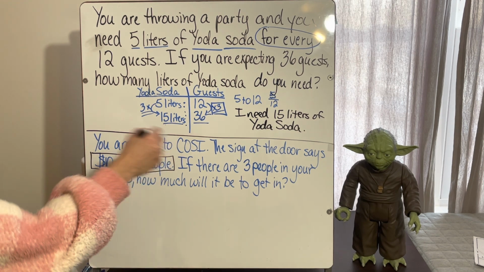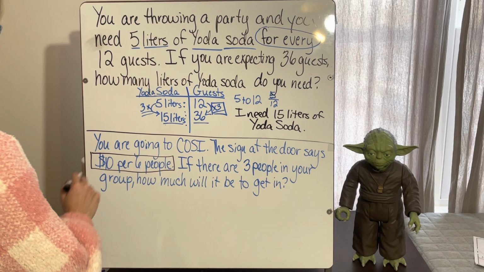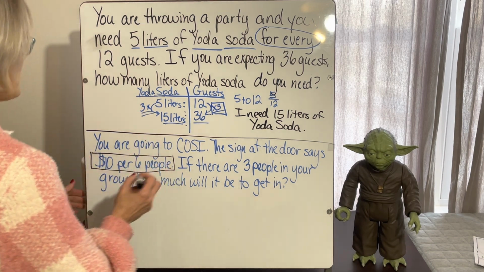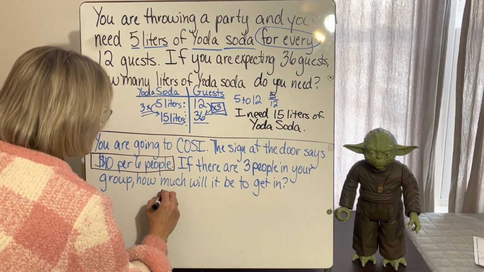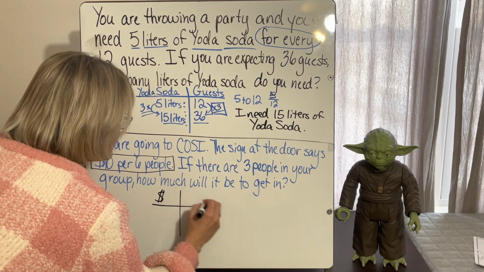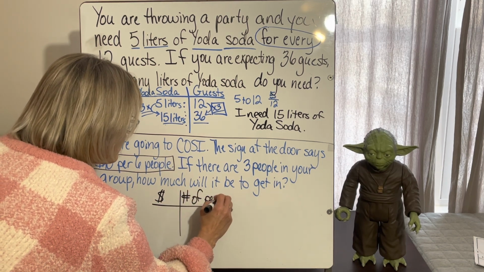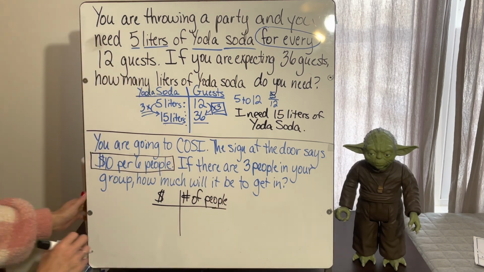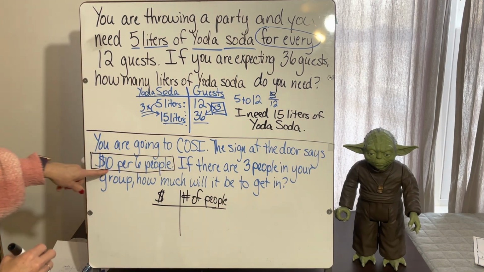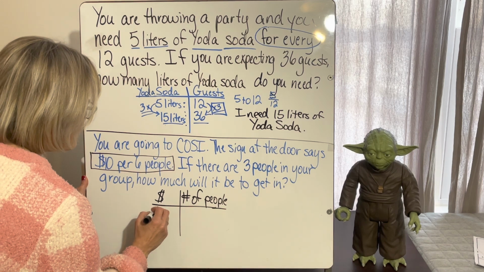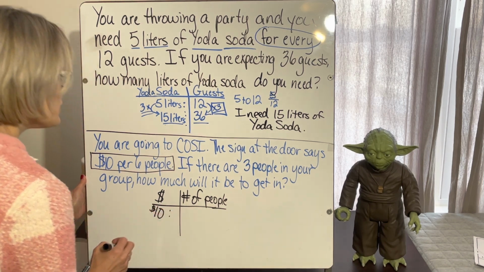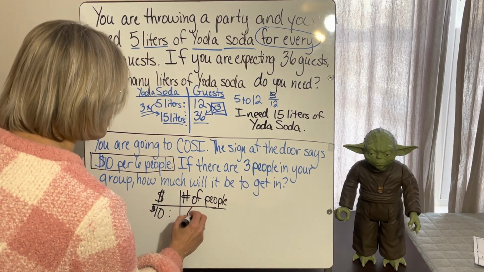Okay, so at the door, you see $10 per 6 people. So you've got the money and you've got the number of people in your party. All right, so what we have here is $10 per 6 people.